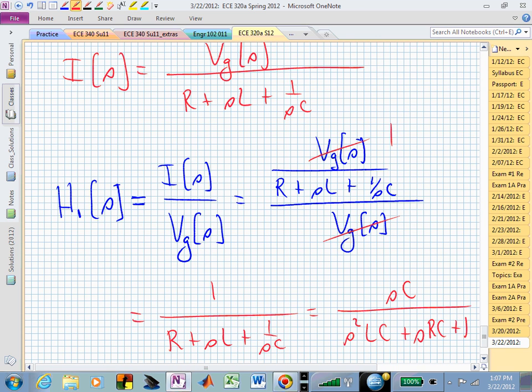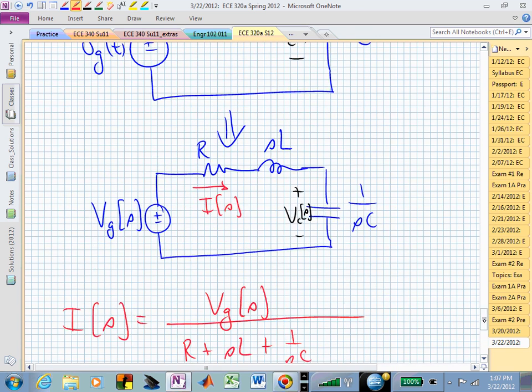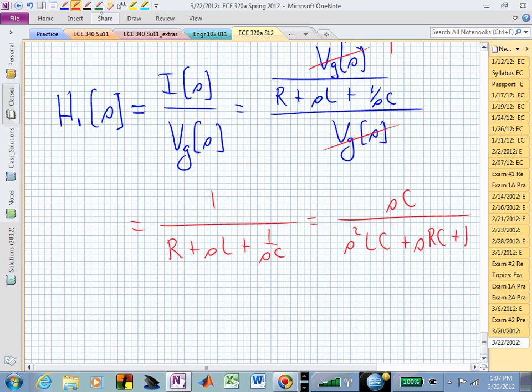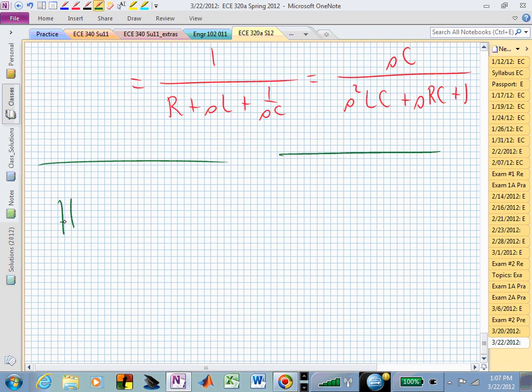Questions on that? That's one transfer function for that circuit. But we've also indicated another one that we might be interested in. Suppose we are interested in another transfer function, H sub 2 of s, which is V sub C of s over V sub G of s.